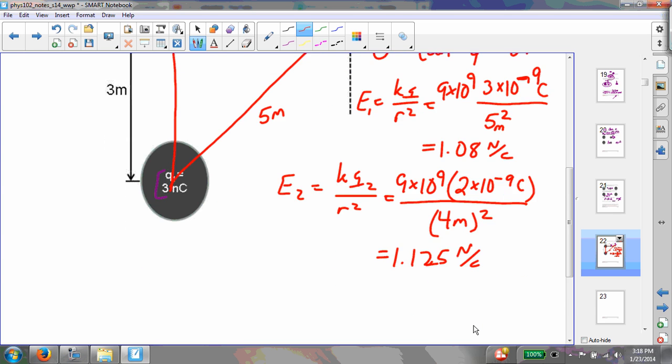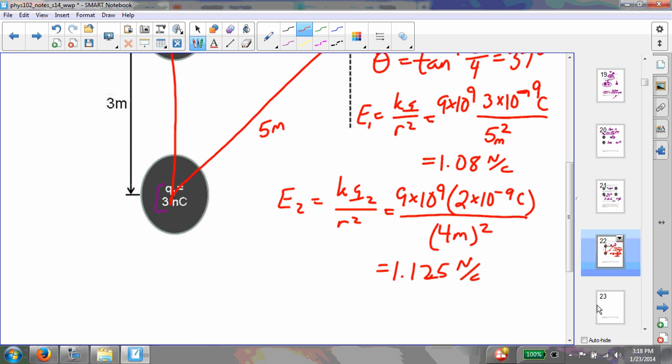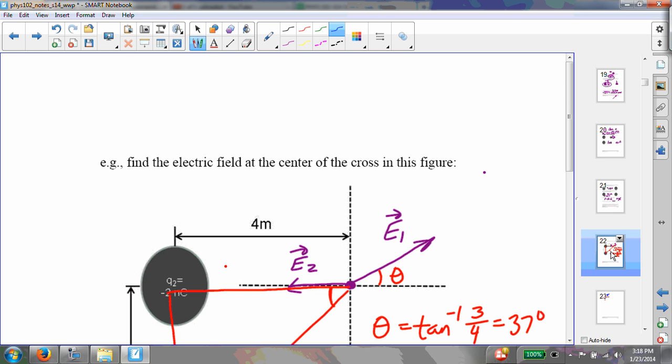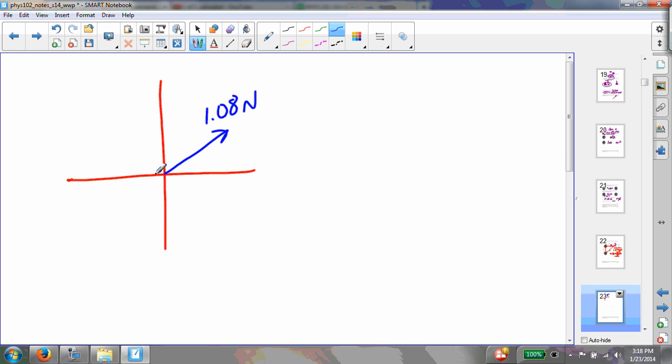Okay, so those are my magnitudes of my vectors. 1.08 at 37 degrees and 1.125. You probably recognize those numbers. They're very similar. I think they're the same except for the mantissa, the times 10 to the minus 9. Let's redraw this. And this is at 37 degrees. Okay? Let's see, this was E1, and this was E2. The electric field due to charge 1 and the electric field due to charge 2.